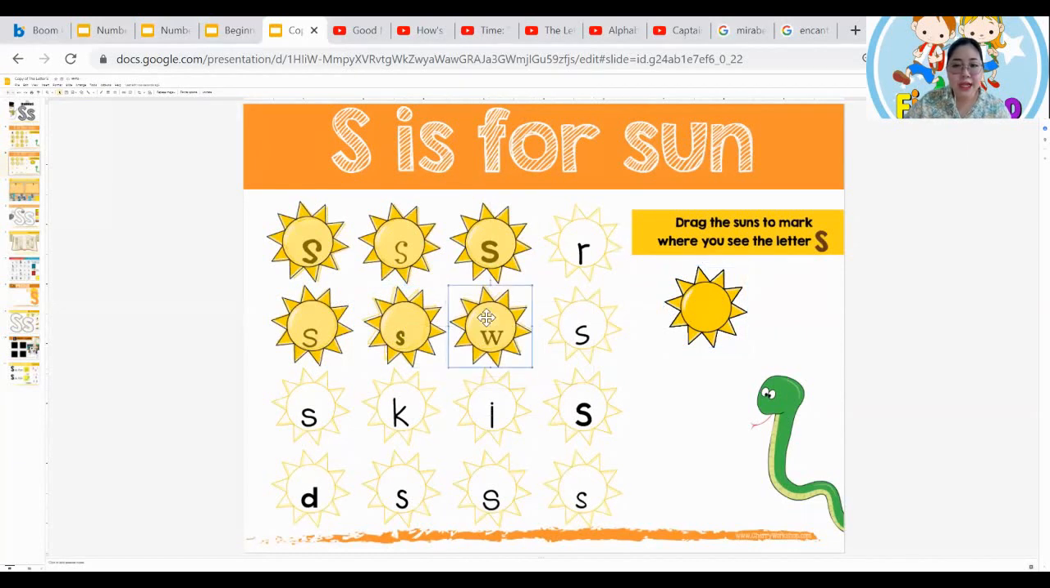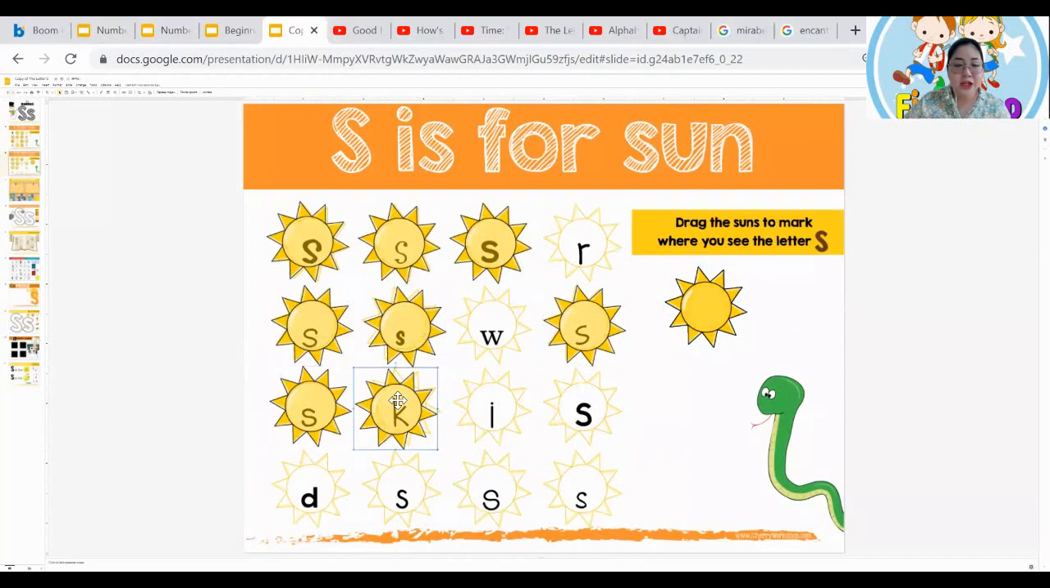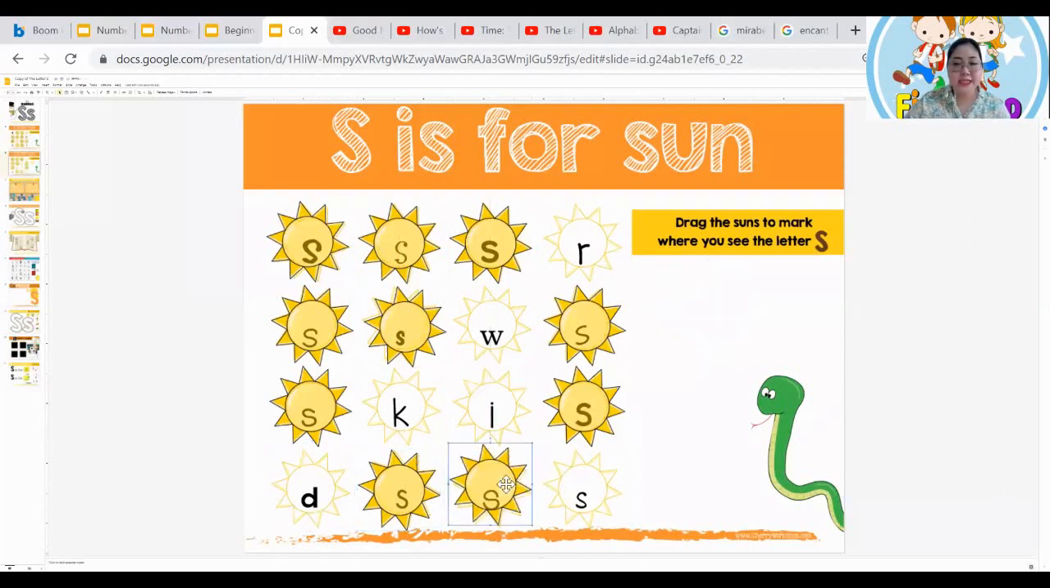Is this the letter S? Are you sure? Yes, it's the letter W, not the letter S. This one is the letter S. Yes. This is the letter S. Another yes. Is this the letter S? No, it's the letter K. How about this one? It's the letter I. How about this one? It's the letter S. Very good. How about this? Is this the letter S? No, it's the letter D. This one is the letter S? Yes, it is. This is the letter S.